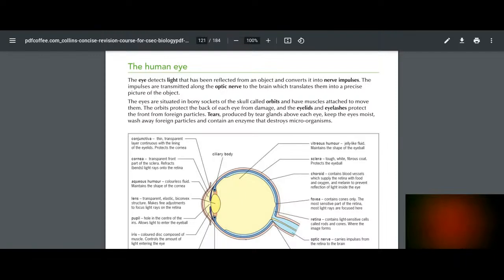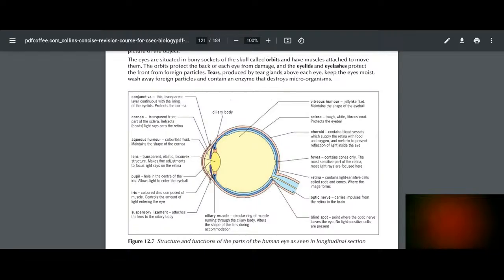When it comes to the human eye, the eye detects light that has been reflected from an object and converts it to nerve impulses. So ensure you know how to label the eye. You have the conjunctiva, then you have the cornea. Normally, the ones that CSEC will ask you for are where the iris is, where the pupil is, the lens, the cornea, the conjunctiva, the sclera, the fovea, the retina, the optic nerve, and even the blind spot. So ensure you know where these main parts are.